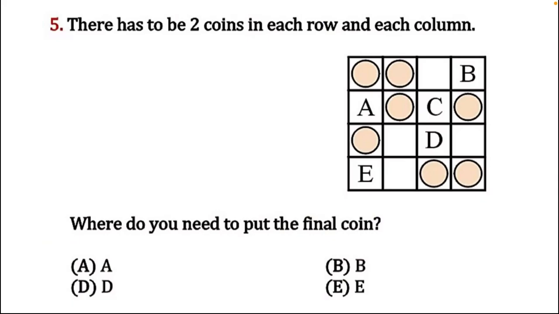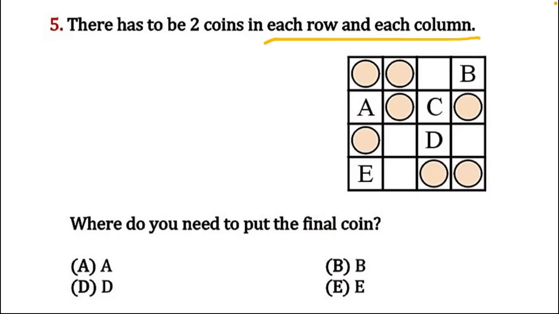So what we are going to find in this box is that there has to be 2 coins in each row and column. In every row there must be 2 coins, and if there are not 2 coins then we need to find that letter, because we have to replace that letter with the coin, and that letter will be the correct answer.